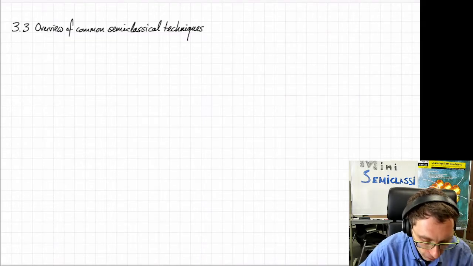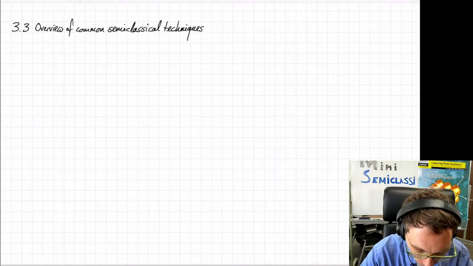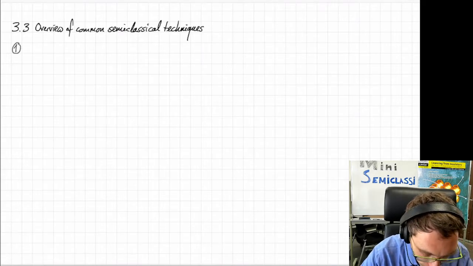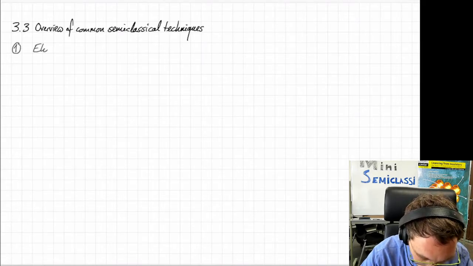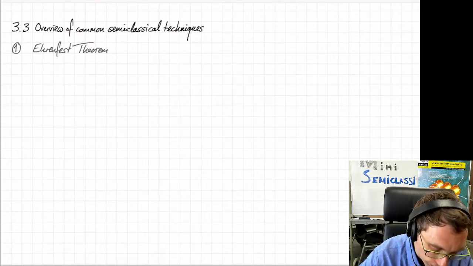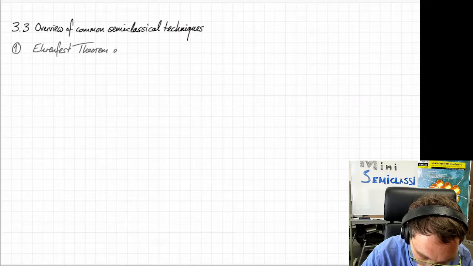So the first approach was the one that historically was the first, and that is Ehrenfest's approach. What I would like to call the Ehrenfest theorem approach.